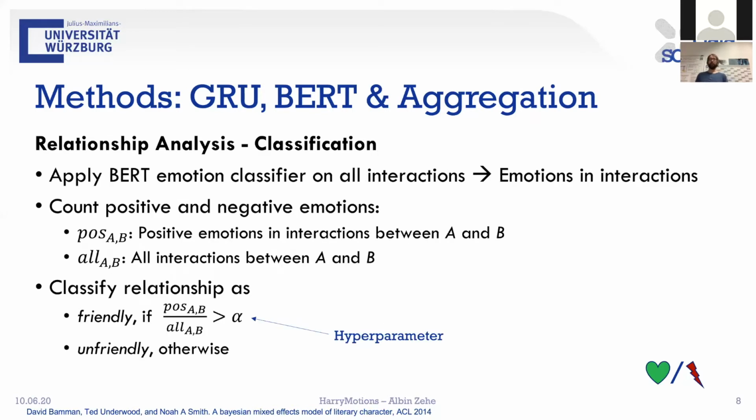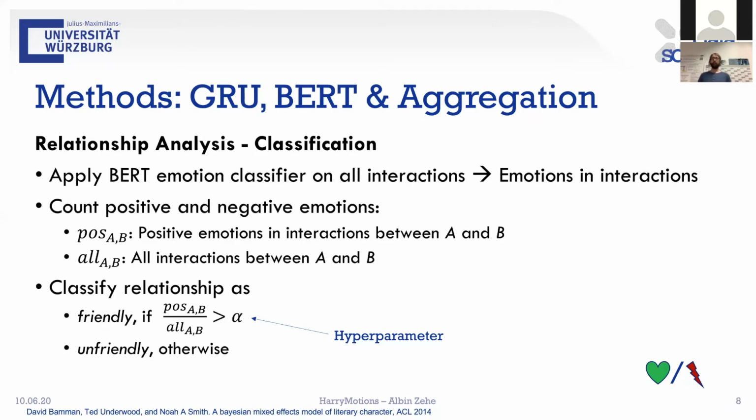When we've made these definitions and extracted all our character pairs and their interactions, we can just apply the BERT model that we've previously trained on all of these interactions and get a label for those. So for each interaction between two characters, we know whether it's a positive or a negative interaction, or we also know which basic emotion is conveyed in this interaction. What we then do is count all positive interactions between two characters and count all interactions between two characters. We define these two counts as pos-AB for positive interactions and all-AB for all interactions.